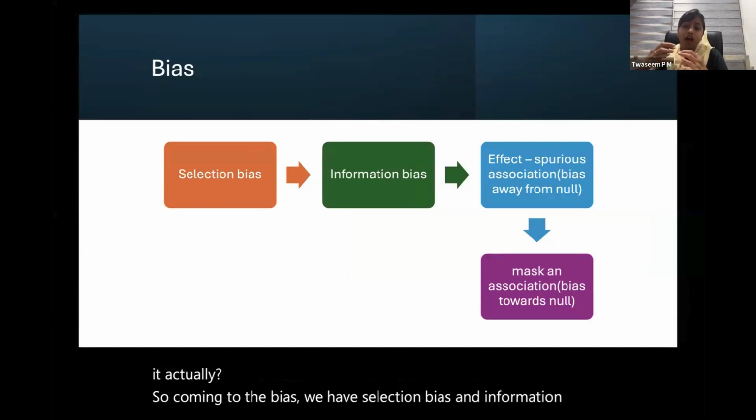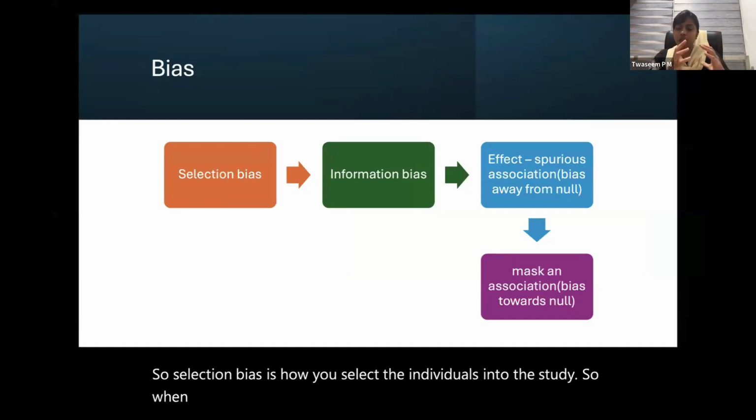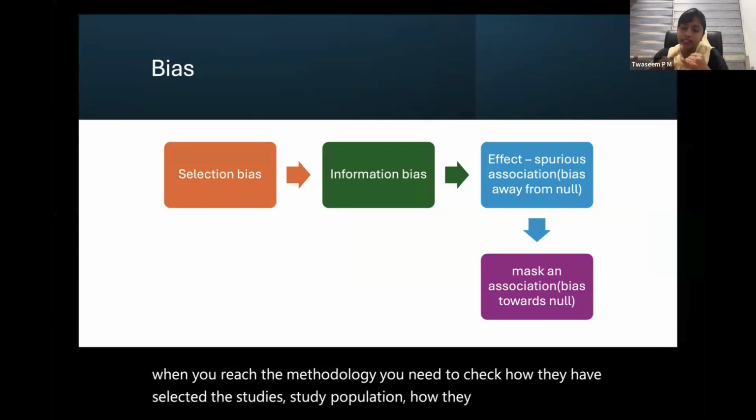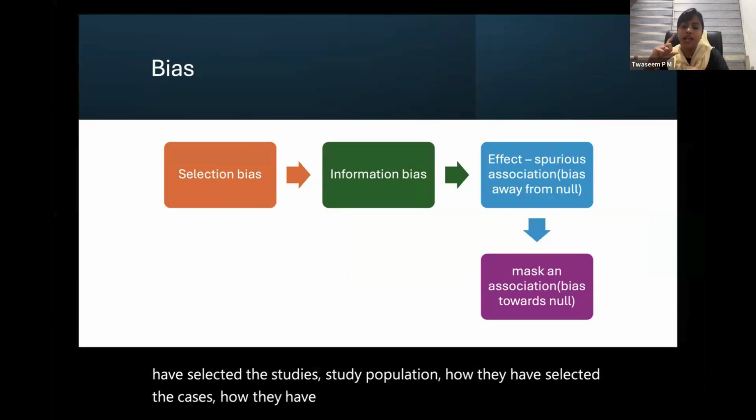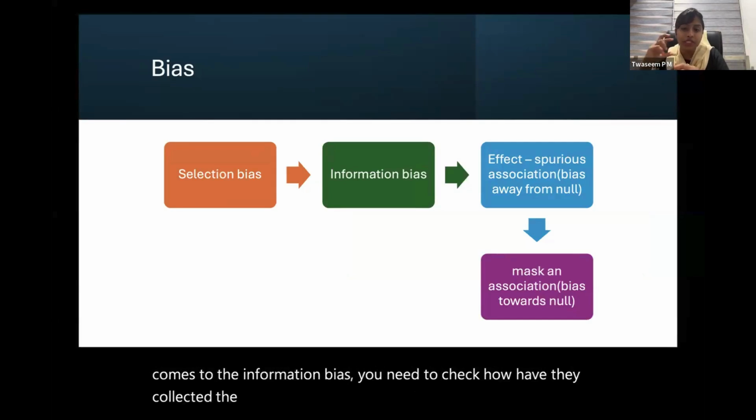So selection bias is how you select the individuals into the study. When you read the methodology, you need to check how they have selected the study population, how they have selected the cases, how they have selected the controls. And then when it comes to information bias, you need to check how they have collected the information, how they have measured the exposure, how they have measured the disease.